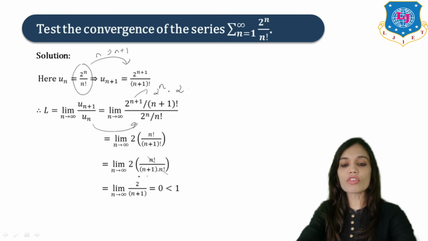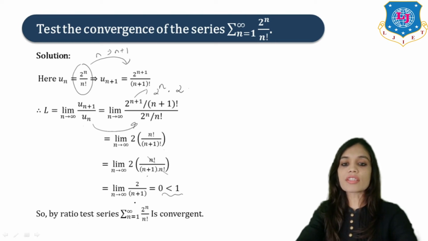So now finally solve the limit, right? As n tends to infinity, this will go to 0, which is less than 1. Okay, so L is less than 1. So we can say that by ratio test, the given series is convergent, right?